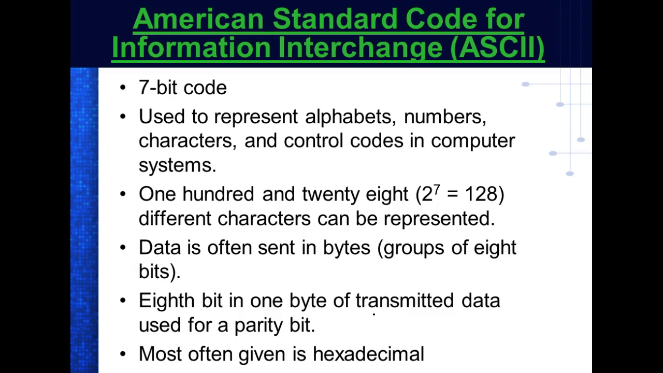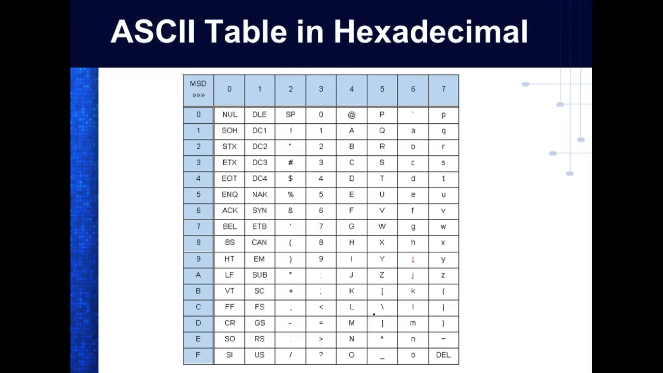Data is often sent in bytes. The 8th bit is for 1 byte of transmitted data, usually used for parity, and most often given in hexadecimal. So your charts are usually set up in hexadecimal because they're so much easier to deal with than the binary code, right? I think this is pretty close to the ASCII code chart that I gave y'all out.